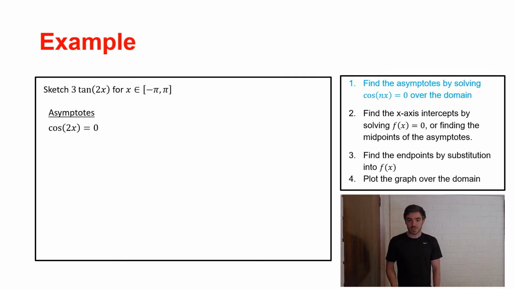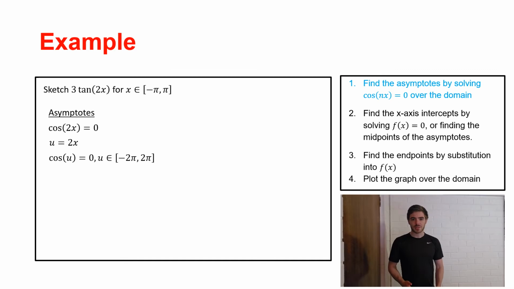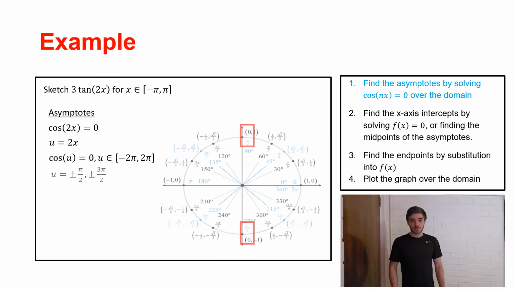This is just like solving a circular function. In this case, it's a composite function, so we're going to start by substituting the inner brackets and then converting our domain to an equivalent u domain. If you need to review how this works, then check the link above. Anyway, referring to the unit circle, these solutions are going to occur at plus minus pi over 2 and plus minus 3 pi over 2.